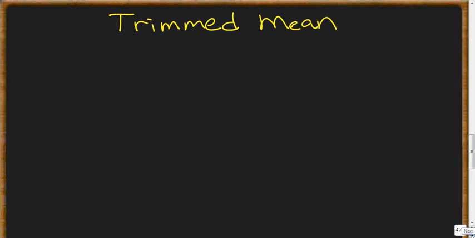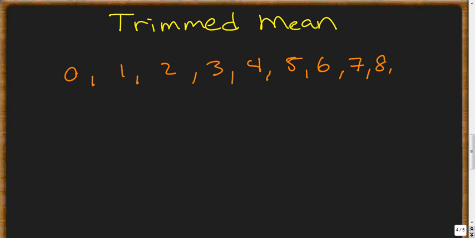Now, a trimmed mean, this is a pretty easy concept. I'm not going to get fancy with my numbers here, but I'm just going to say 1, 2, 0, 1, 2, 3, 4, 5, 6, 7, 8. And instead of 9, let's say I'm just going to do 20. Okay. Well, let me do an average here real quick of these numbers.